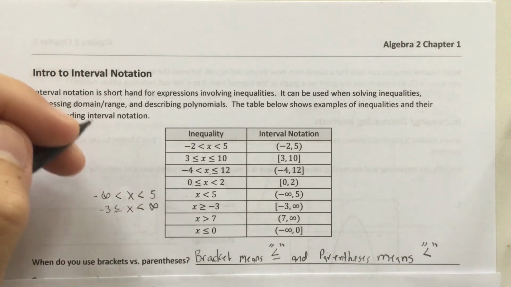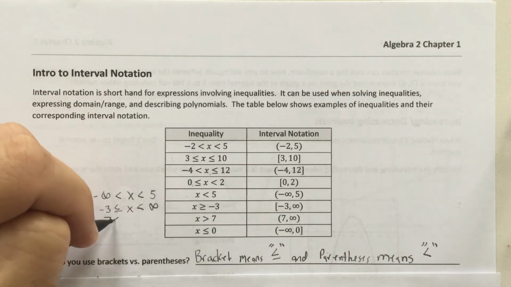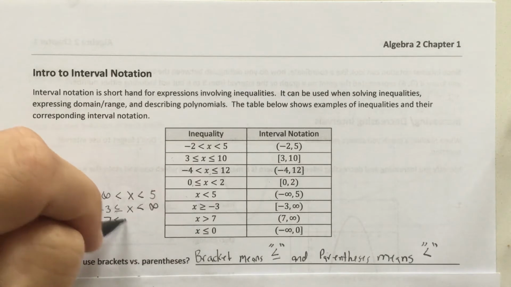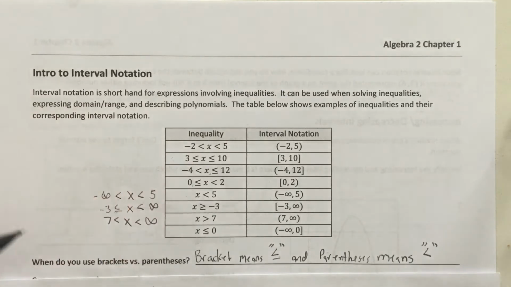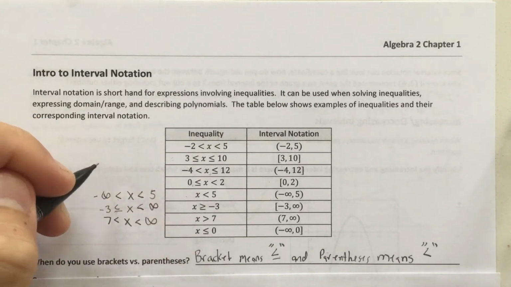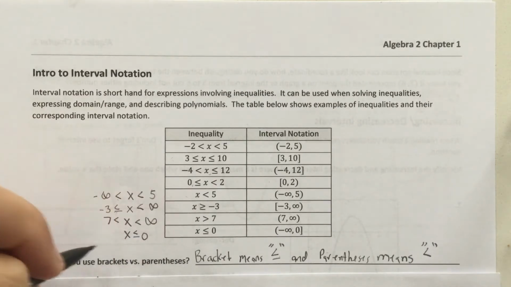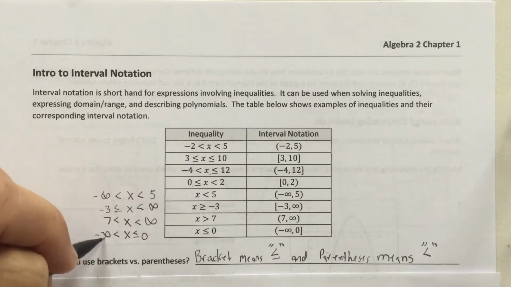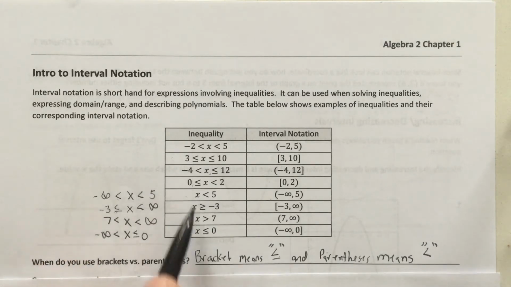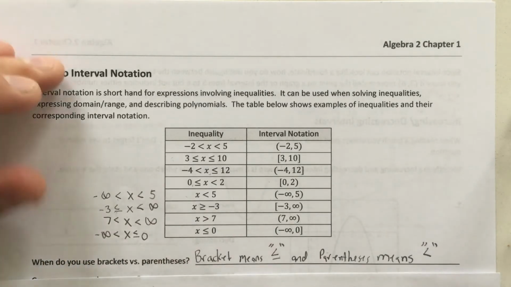Similar, x is greater than 7, so 7 would be our smallest. We wouldn't have the equal to because it doesn't have it originally, and it goes up forever. And then the last one, x is less than or equal to 0. The largest it could be is 0 or equal to 0, and then the smallest it would go down forever. So again, this is equivalent to that, which is equivalent to that.